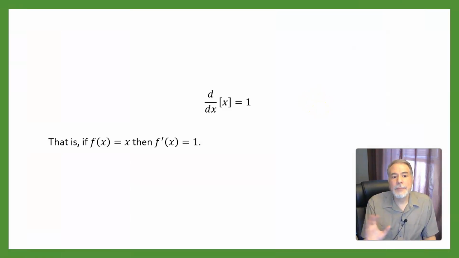Another really simple rule is that the derivative with respect to x of x itself is 1. In other words, if f of x is the identity function, the function where whatever you put in for x, you always get out that exact same x, then f prime of x is the constant function 1.